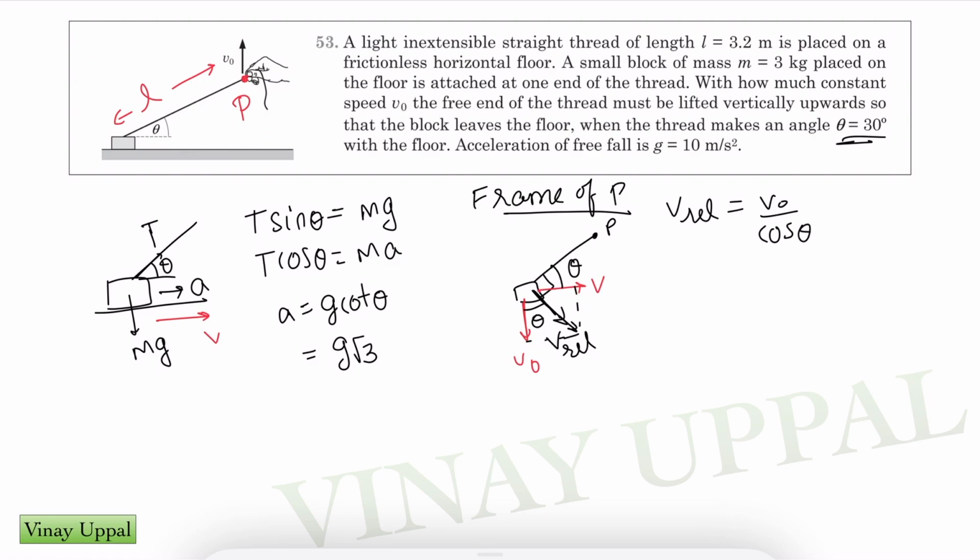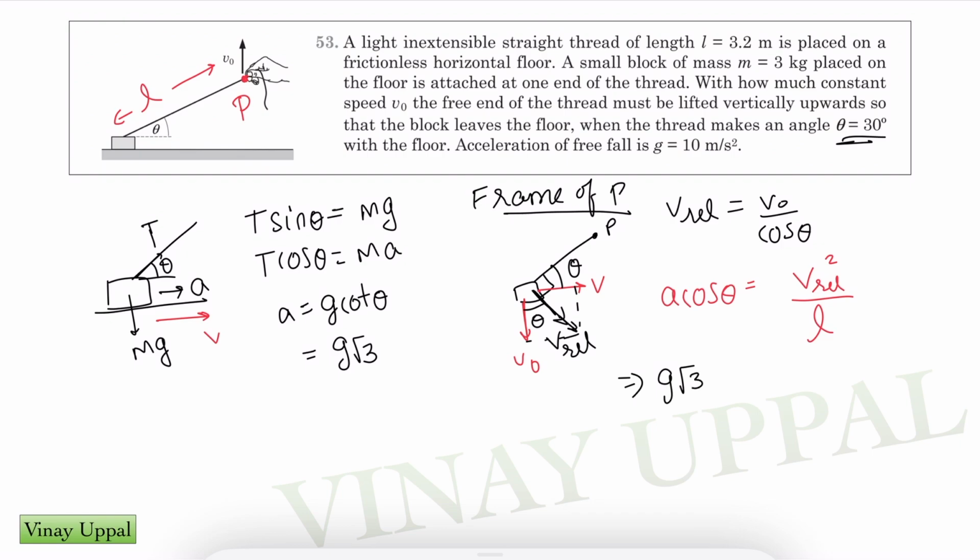And now I'm going to write the acceleration of the block along the normal, because that will be the centripetal acceleration. Point P is an inertial frame because it's moving with a constant velocity upwards. So the acceleration of the block in point P frame will also be a to the right. So what is the component of a along the string? A cos theta. So can I say a cos theta should be equal to v relative squared by L. And that's it, because I can substitute a as g root 3.